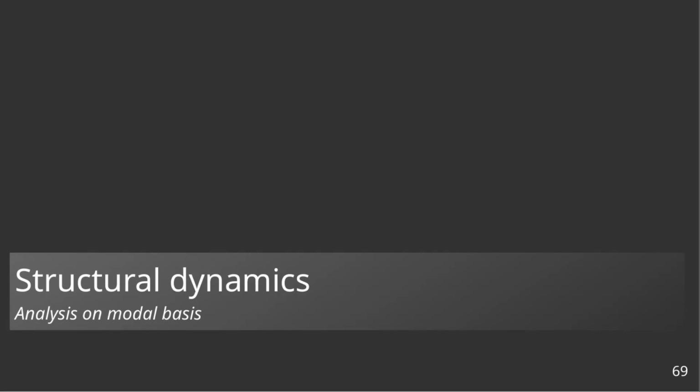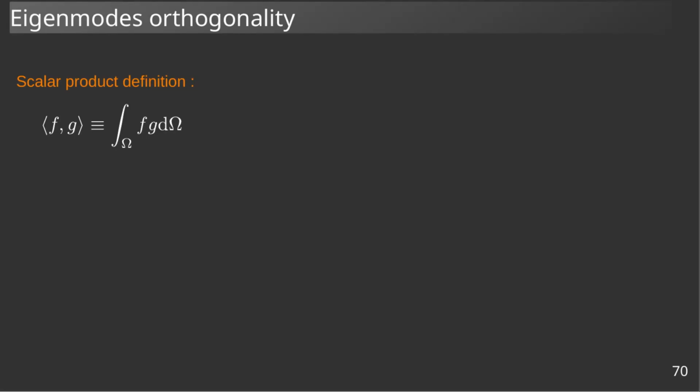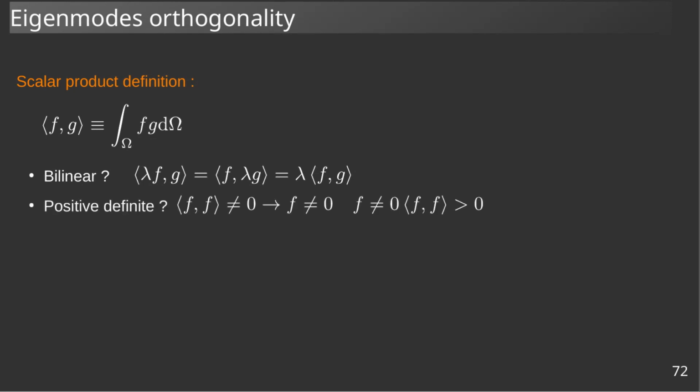Now that we have identified the eigenmodes of mechanical systems, let us see how they can be used to solve the general dynamics. First of all, we will show that these modes form an orthogonal basis. Let's start by defining a scalar product of the functions defined on omega s. The scalar product of f by g is defined as the integral of the product of f times g on the domain. Is this product bilinear? It is. Is it positive?